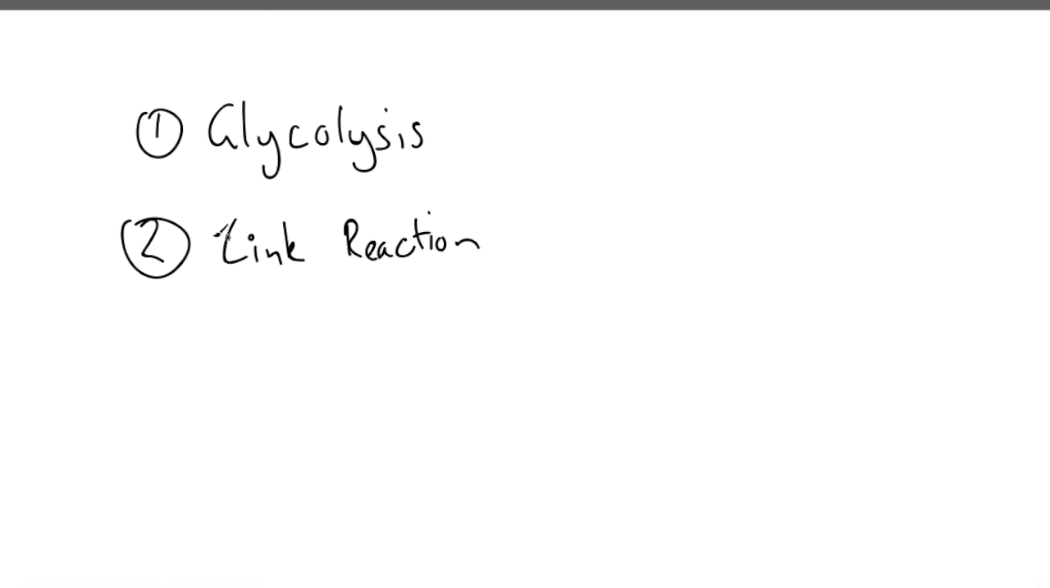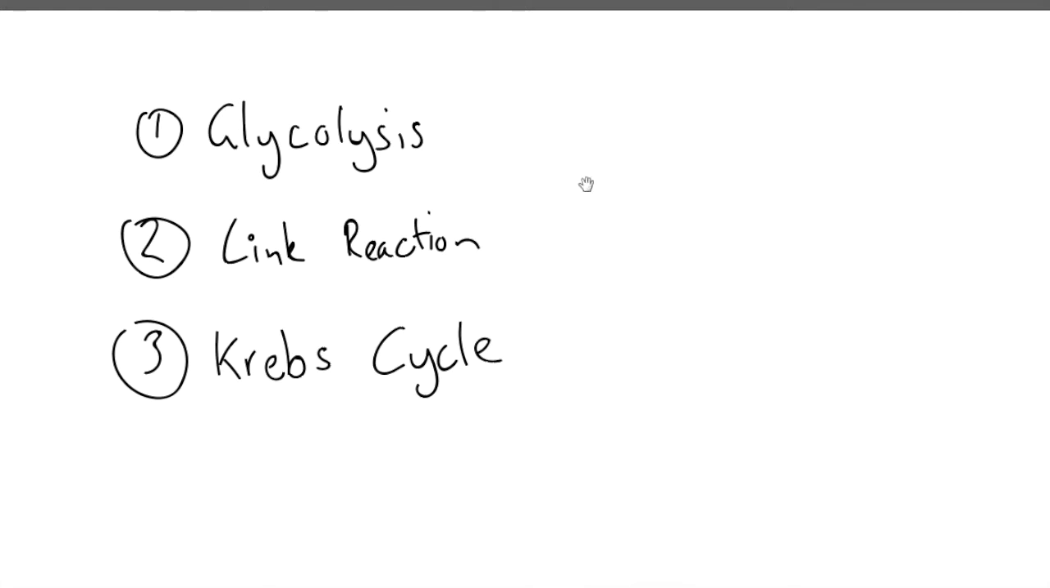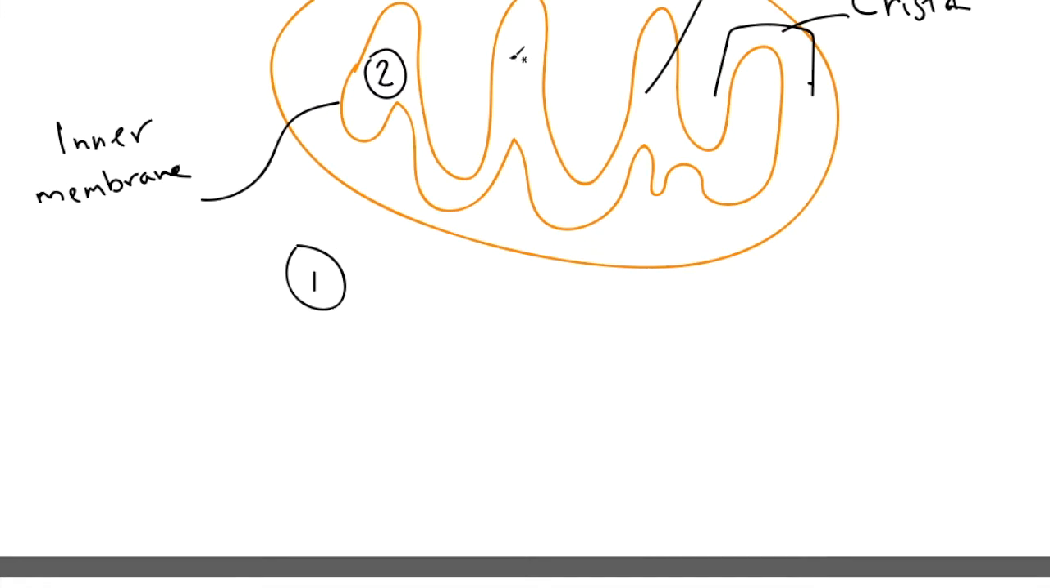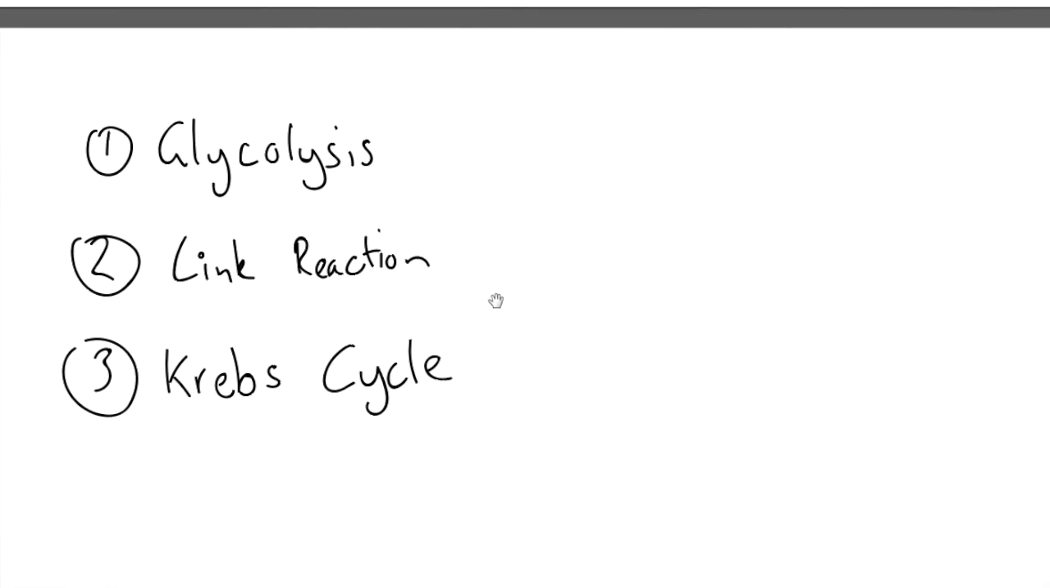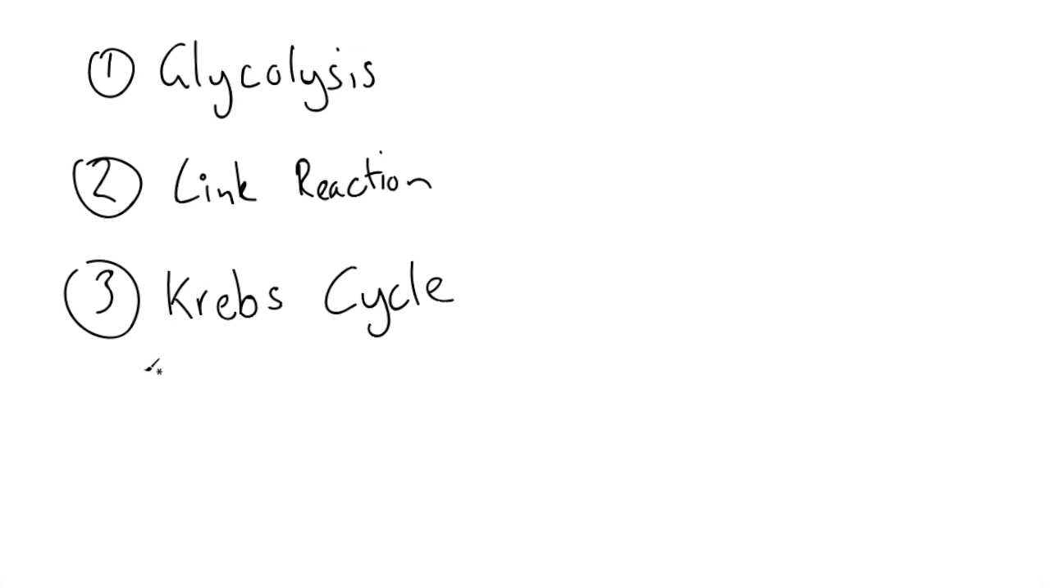The next stage we have is one that you may be familiar with, called the Krebs cycle. This also takes place inside the matrix. And the last stage, last but by no means least, and has got the longest name, we have oxidative phosphorylation. So it's a bit of a mouthful.